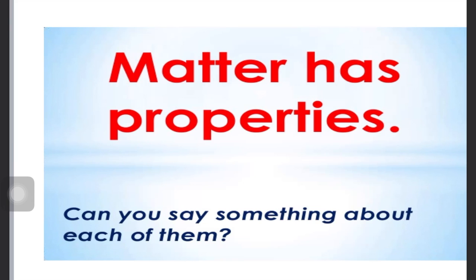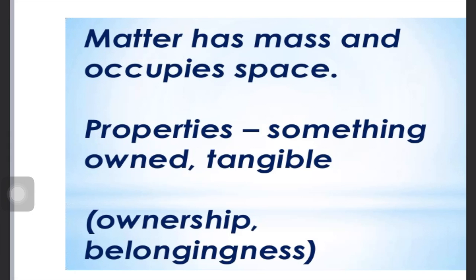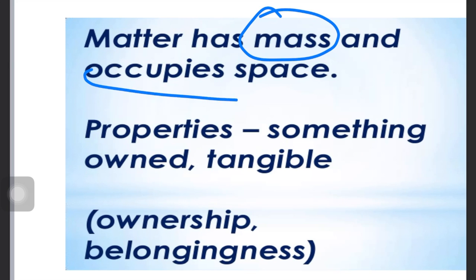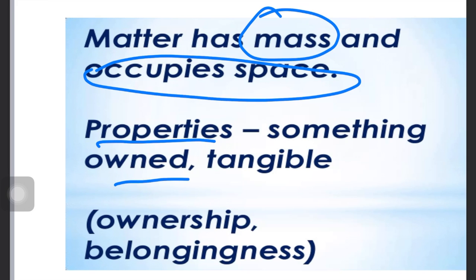Matter has properties. You can say something about each of them. Matter has mass and occupies space. Property, in the sense of ownership, is something you own, like belongings: you have your phone, your paper, your notebook. That we call properties.